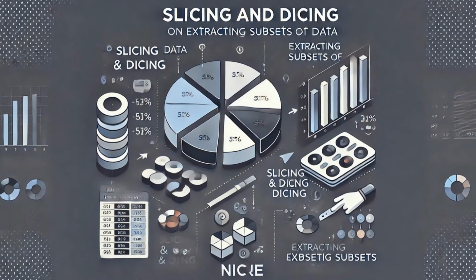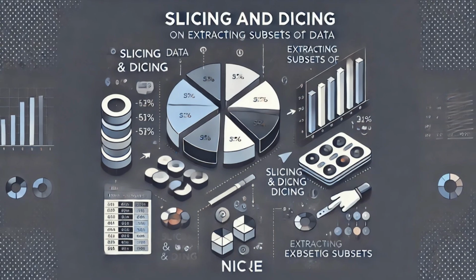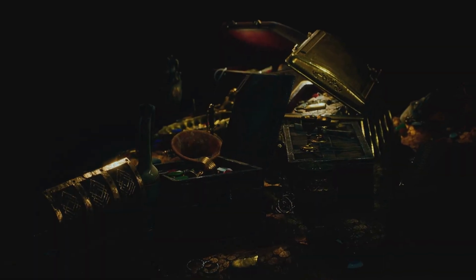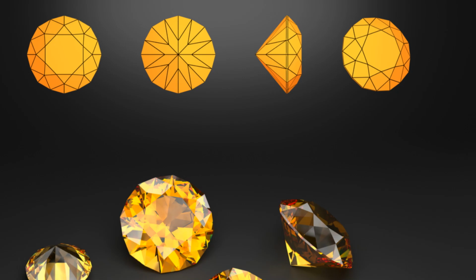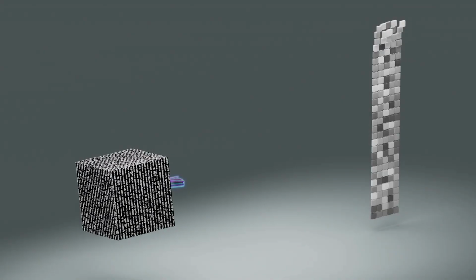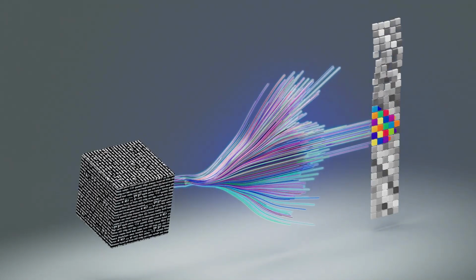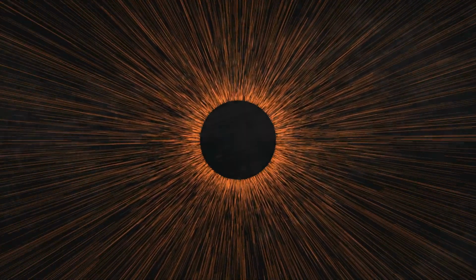Section 2, Slicing and Dicing, Extracting Subsets of Data. Imagine extracting a handful of gems from our treasure chest. Slicing lets us select a range of elements, creating a smaller subset. In PyTorch, we use the colon within square brackets to define slices. Slicing is powerful with multidimensional tensors, extracting rows, columns, or sub-blocks. This is invaluable in data pre-processing, feature engineering, and model training.